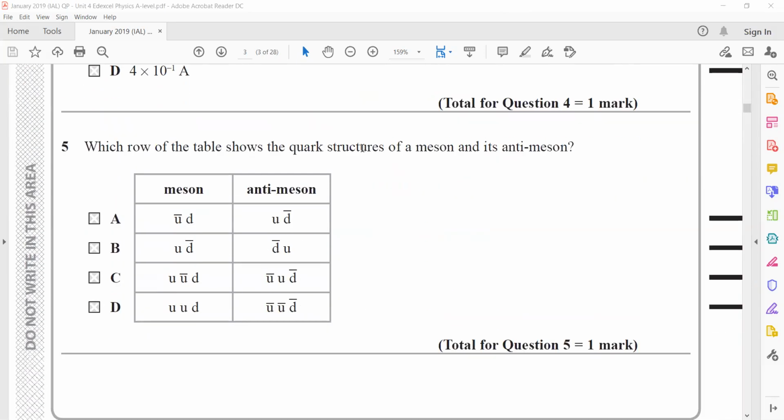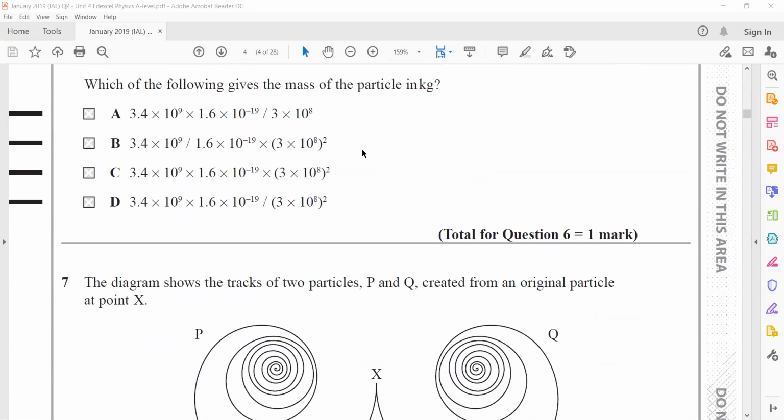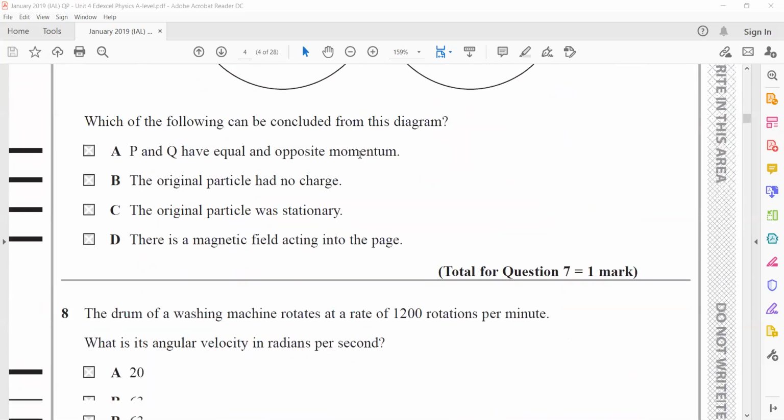This is related to the magnetic field. The particle physics we will discuss, but after some time.